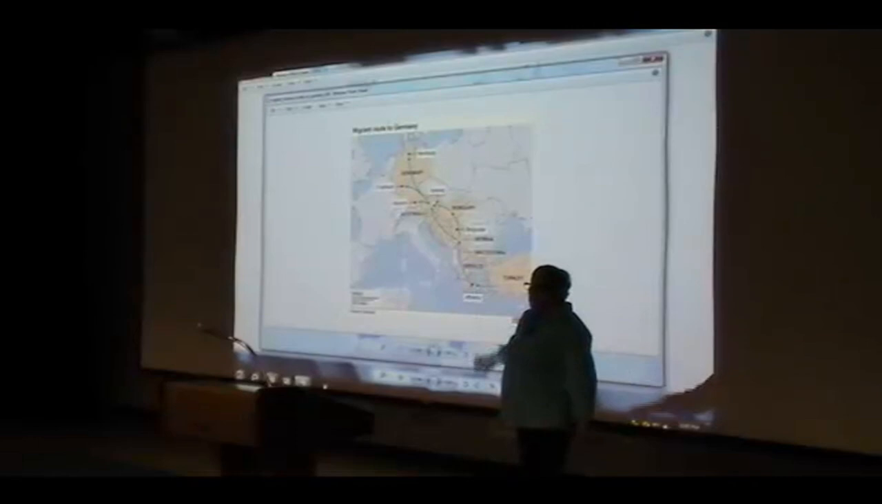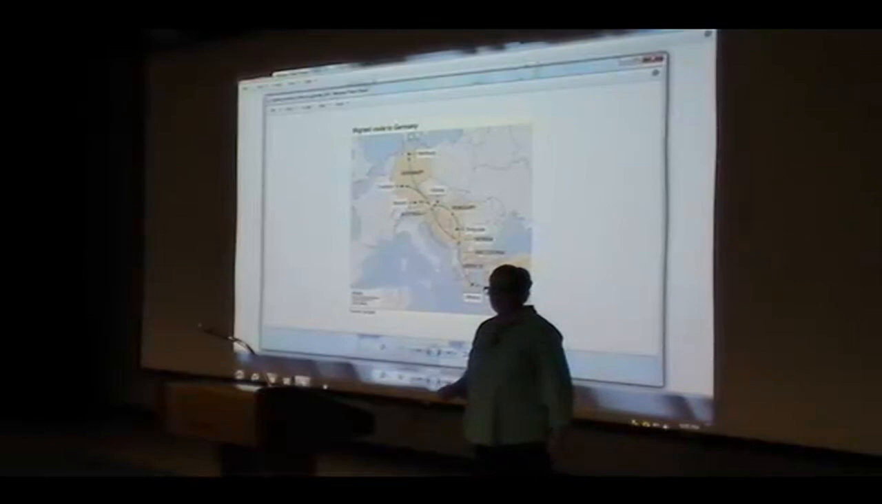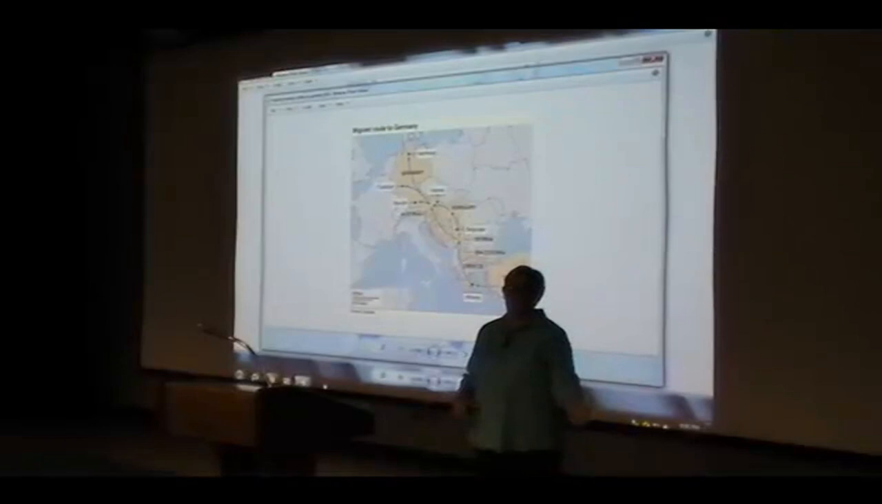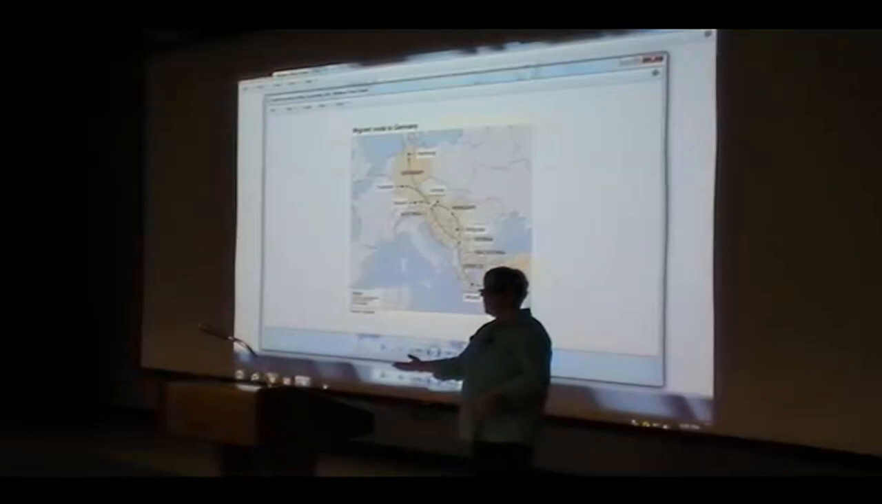The Dublin regulation exists for two reasons. One is to prevent asylum shopping. So asylum seekers might fill out an application in more than one country, hedging their bets, so to speak. Well, maybe we won't receive asylum in Austria, but we may receive asylum in this country next door. Okay? So it was designed to prevent that.